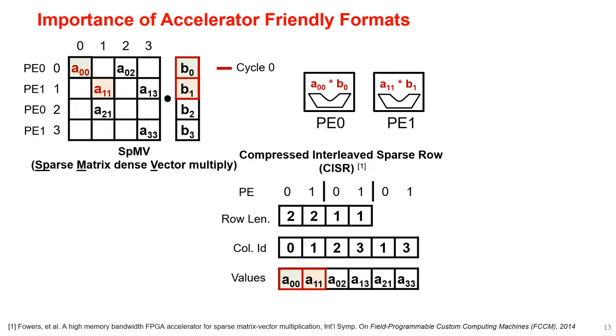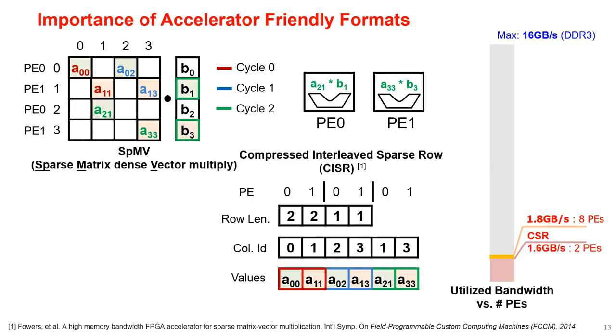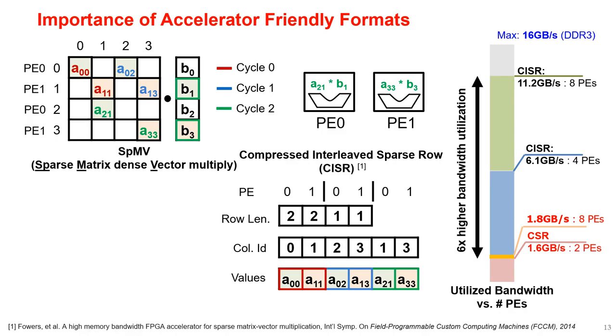Now, if we look at the execution of SpMV on this example, we'll see that in the first cycle, second cycle, and third cycle, the memory accesses are always contiguous and vectorized in the values array. Now, if we compare the achieved memory bandwidth, we realize that with the CSR format with 8 PEs, we are able to achieve only 1.8 Gbps of bandwidth, while the peak memory bandwidth is 16 Gbps. With the CISR format, we are able to achieve 11.2 Gbps, which is 6x higher memory bandwidth utilization. Thus, the benefit of the CISR format is that it allows us to perform streaming and vectorized memory accesses.